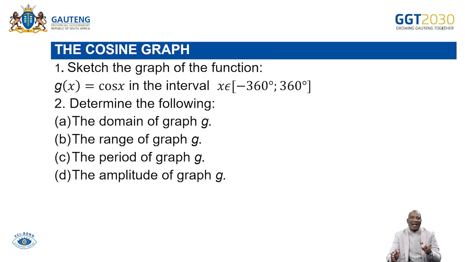So our interval in this lesson is going to be negative 360 degrees to 360 degrees. We are again going to answer the same questions. We want to determine the domain of our graph. First things first, we want to see the nature of our sketch. How does it behave? Then we look at the domain, we look at the range, we look at the period, as well as the amplitude. Seemingly, it also has the same characteristics that the sine graph possesses.